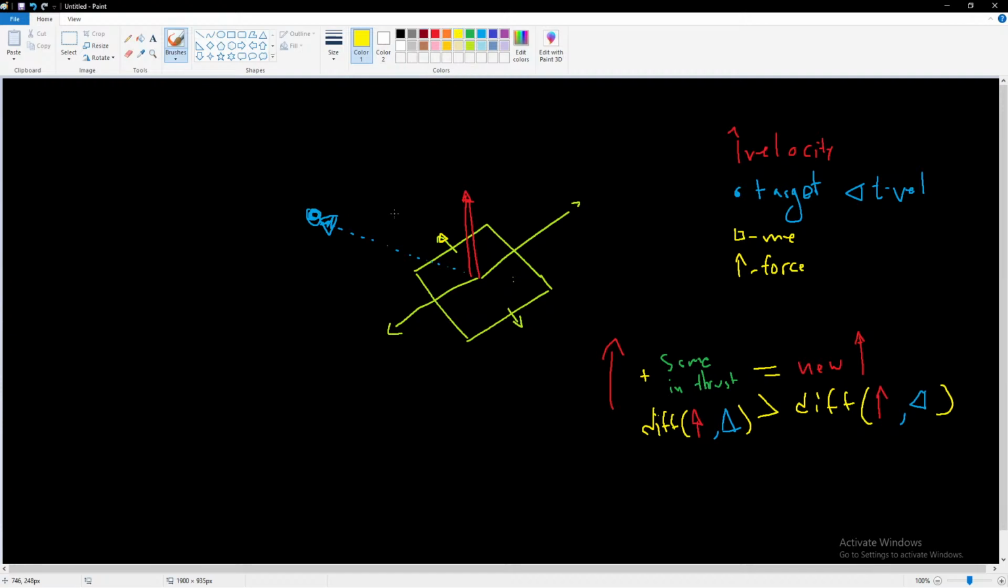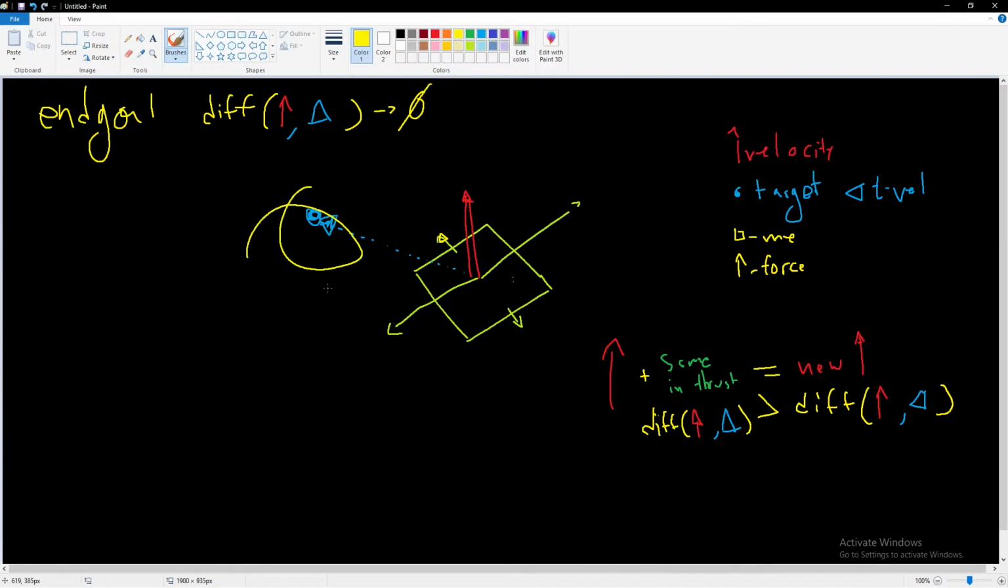Because different values we can get. So okay, we want to minimize the difference, right? This is our target, our end goal: for the difference between our current velocity and our target velocity. We want this to approach 0, right? We want our target velocity to bring us to this, right?